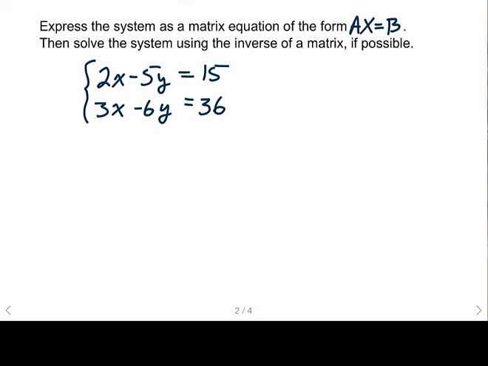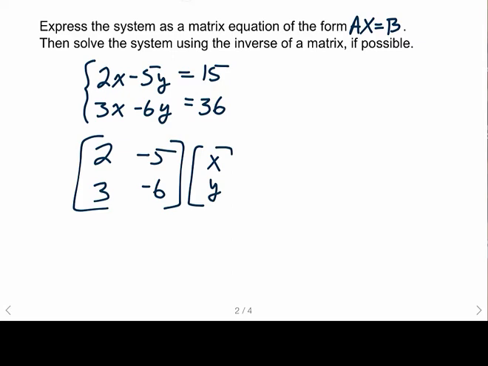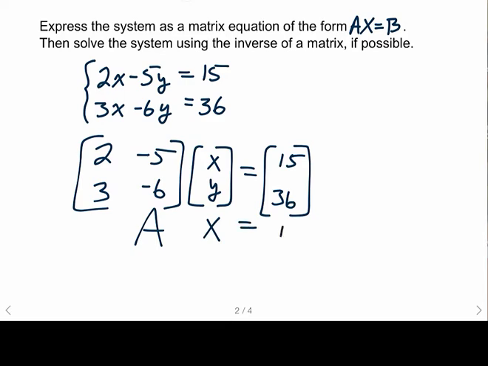Express the system as a matrix equation of the form AX equals B, and then solve the system using the inverse of a matrix if possible. Our system is 2x minus 5y equals 15, 3x minus 6y equals 36. As you may recall, expressing this as a matrix equation means we're going to write down the coefficients 2, -5, 3, -6, and then a column variable matrix x, y, and that's going to equal the constant matrix 15, 36. And we now have this expressed in the form AX equals B.